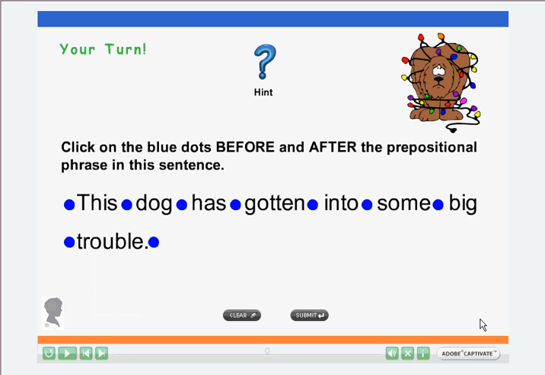Now it's your turn. Read this sentence. The dog has gotten into some big trouble. Can you identify the prepositional phrase in this sentence? Begin by finding the preposition and then find the noun or pronoun that follows it. Click on the blue dots that come before and after the prepositional phrase.